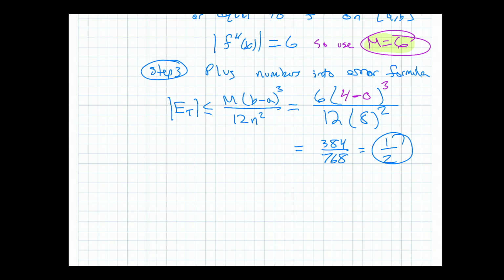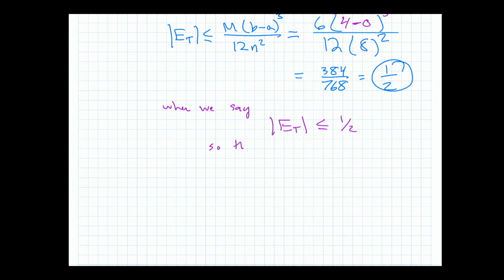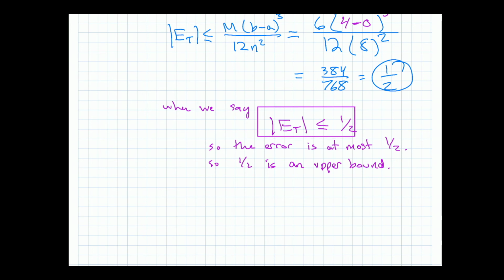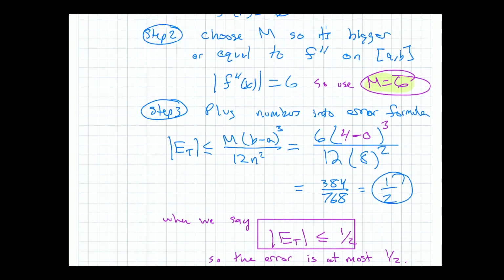1/2, right? So when we say this, what we're saying is the error is at most 1/2, right? So that's an upper bound. So that's it, 1/2 is the answer. And that's how you do that.